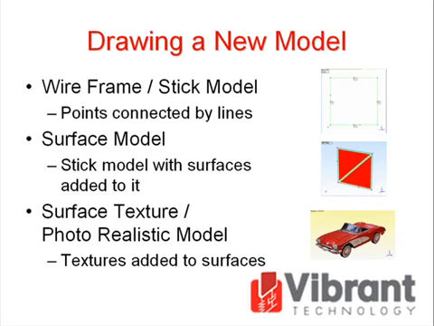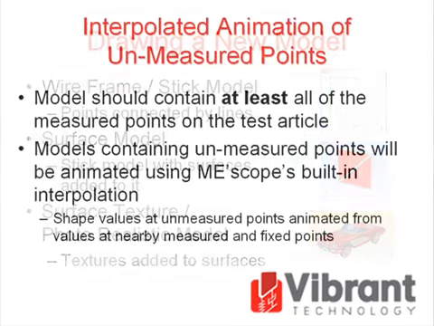Structure models are drawn using points, lines, and surfaces. A wireframe or stick model consists of points connected by lines. A surface model is a stick model with surfaces added to it. A surface texture or photorealistic model has textures added to its surfaces.